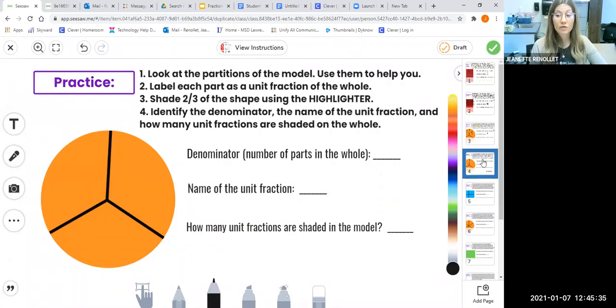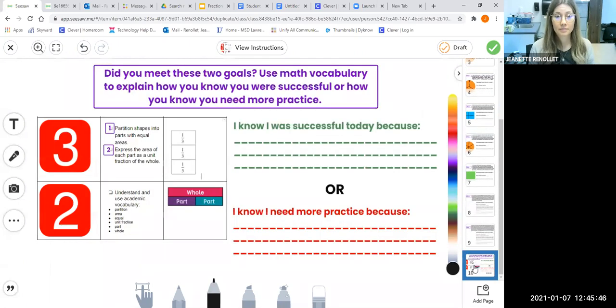Starting on slide 4 is your independent practice. You need to complete all of the slides. Don't forget to reflect on your goals. Today, did you partition shapes equally? And did you write the unit fraction? If you did, I want you to tell me if you were successful today or if you still need some practice with this skill.